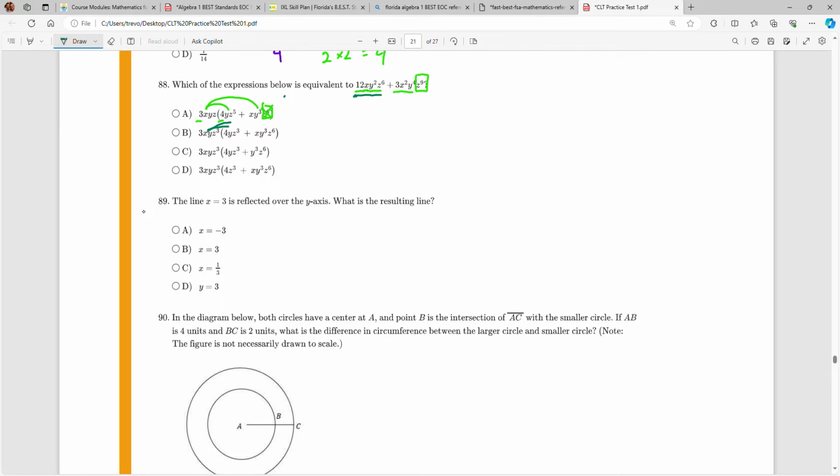And does the z work for the back? We know the 3, the x, and the y are fine. Z to the power of 3 times z to the power of 6, you add the exponents, it's z to the power of 9. This is where we have the full match at B.